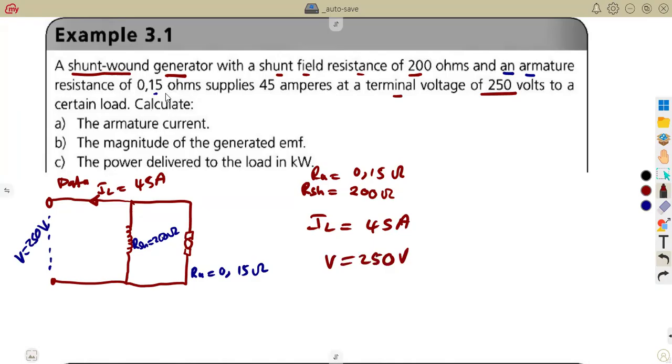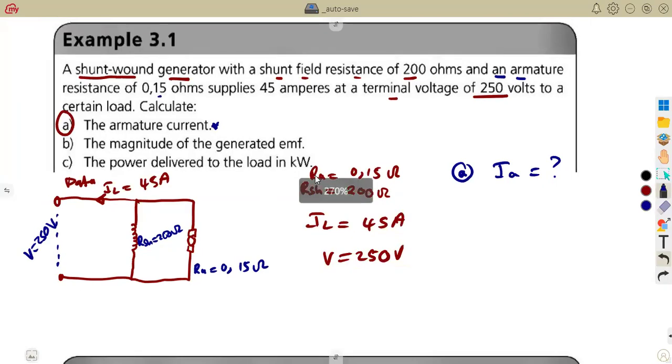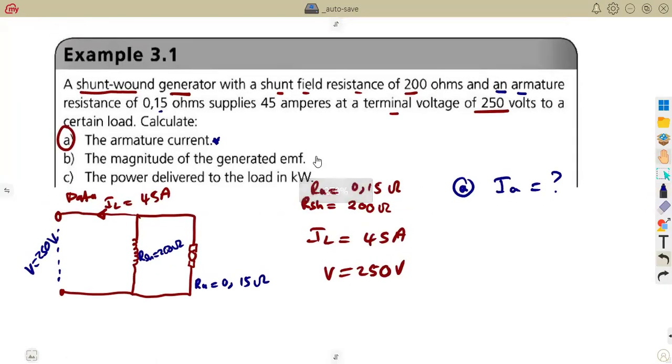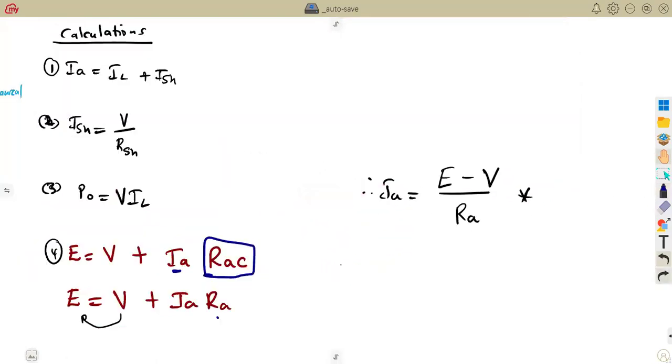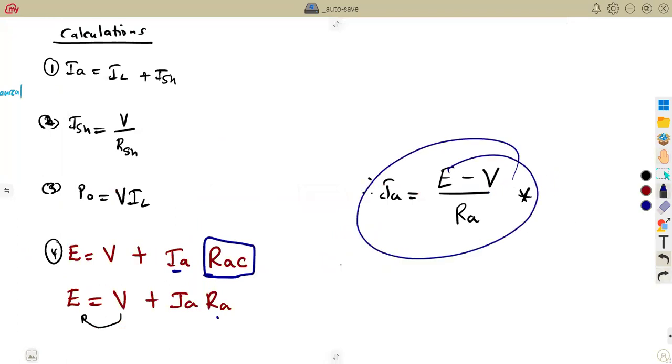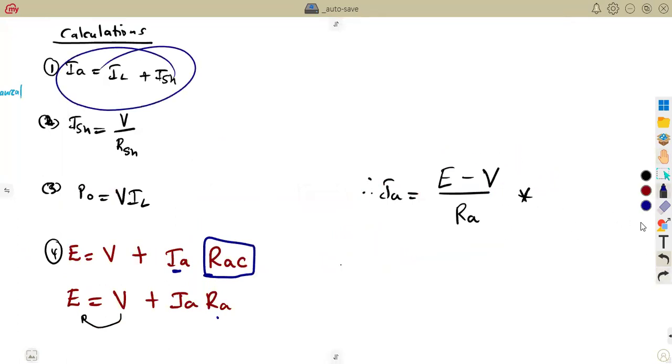To a certain load, calculate A, the armature current. So the first question was to calculate armature current. How are you going to obtain the armature current? Is it that we have the E and so forth? Because we saw that there are two formulas that armature current can use, this one or this one. But we do not have the generated EMF, so this one cannot work. So let's think about the first formula.